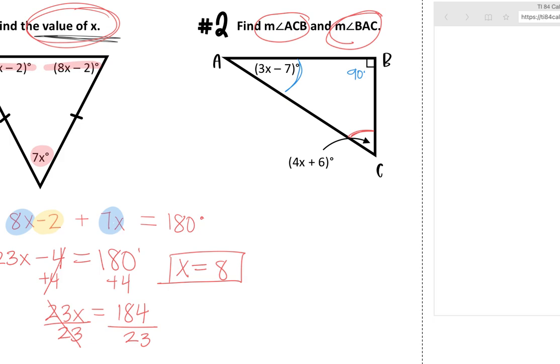Okay, I'm grabbing each expression, each part of the angle, adding it together, putting it equal to 180. So I'm going to grab 3x minus 7, and I'm going to add it with the other part, which is 4x plus 6, and then I'm going to add it to 90, and then I'm going to put it equal to 180 degrees.